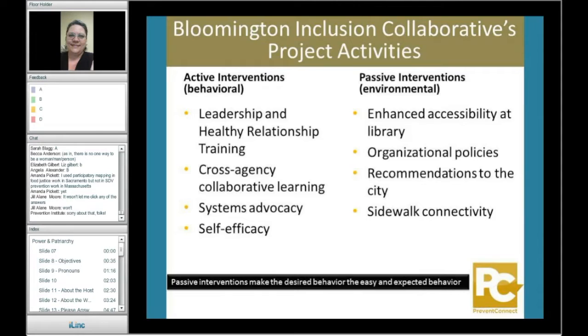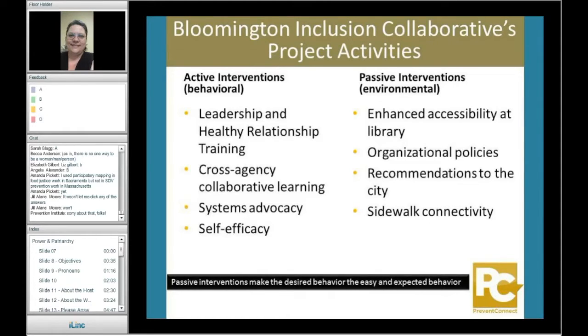With the structural or environmental interventions, those are called passive because they outlive the funding. You don't have to attend to it every single day. For those, we are doing library renovations to make it safer for blind patrons. We are looking at and revising some organizational policies, and some of the exciting work that we're doing now is broader systems advocacy, specifically around roadway and sidewalk connectivity, which just blew my mind. I actually have never thought about that.